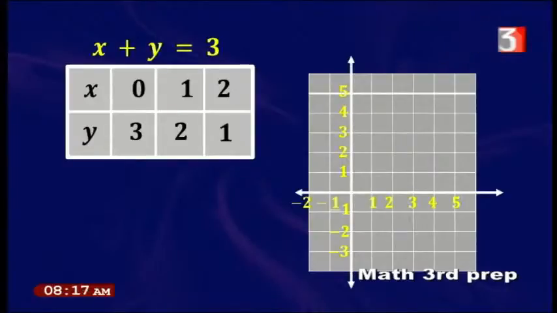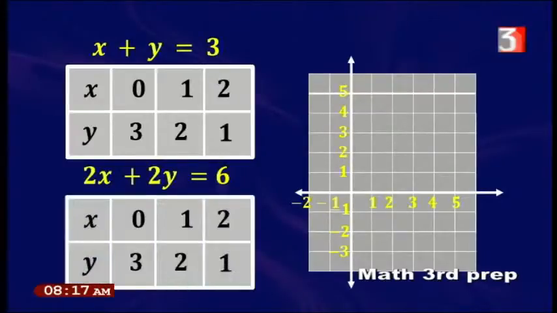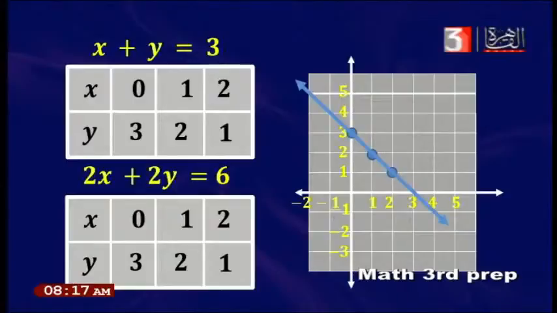For the other equation, which is 2x plus 2y equals 6, when x equals 0, y will be 3. When x equals 1, y will be 2. And when x equals 2, y will be 1. Try to draw these two straight lines. 0 and 3, the first point. The second one is 1 and 2, and the third one is 2 and 1. Try to join them all together to obtain such a straight line. Then the other straight line is 0 and 3, 1 and 2, 2 and 1.